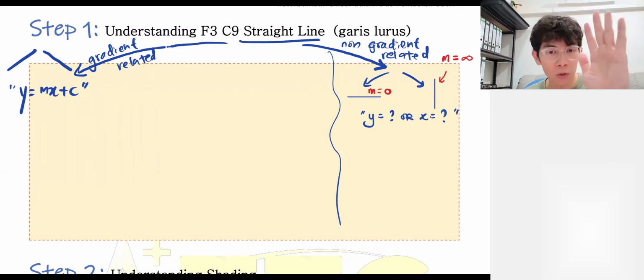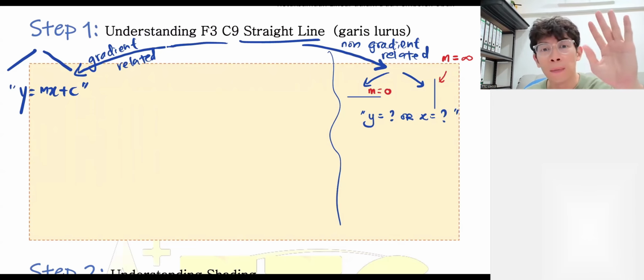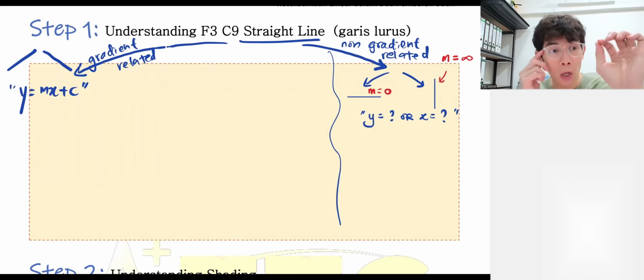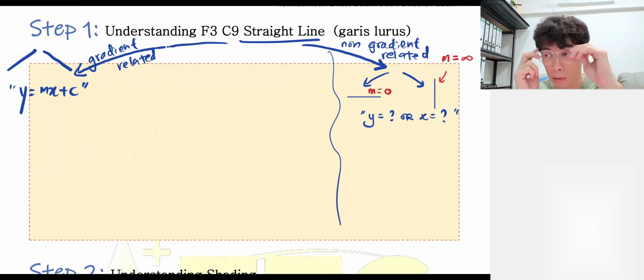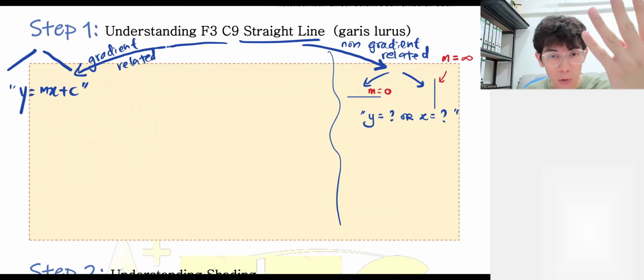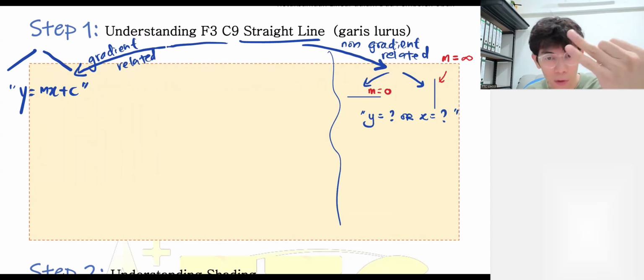Okay, especially art class students like me, because we don't really get exposed to a lot of y equals mx plus c. Unlike science class students, in physics you're going to use y equals mx plus c, in maths you're going to use it as well.